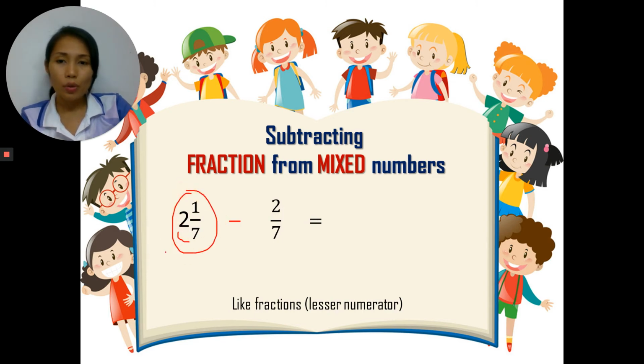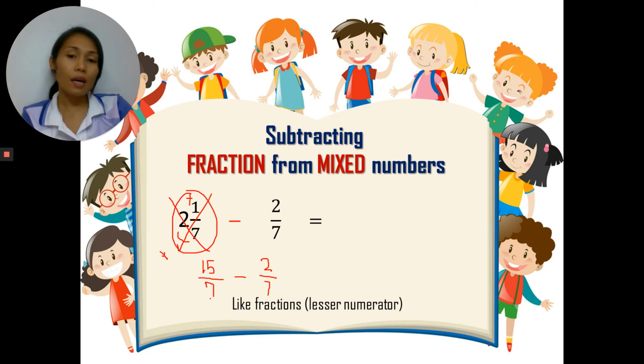7 times 2 is 14. 14 plus 1 is 15. So we got the numerator 15 and copy the denominator 7. Minus 2, 7. Okay, now here is our new fraction. We're not going to use this anymore, because we already converted this into an improper fraction. Now 15 over 7 is our new fraction, minus 2, 7.